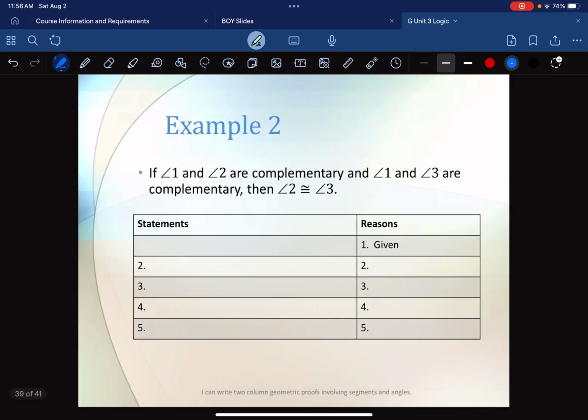All right? So if angle 1 and angle 2 are complementary, and angle 1 and angle 3 are complementary, then angle 2 is congruent to angle 3. Okay? What's it mean if angle 1 and angle 2 are complementary? What's the definition of complement? Oh, let's write down our given first, class. So we're going to say angle 1 and angle 2 are complementary, and then angle 1 and angle 3 are complementary. Okay, so what's the definition of complementary? Let's use it.